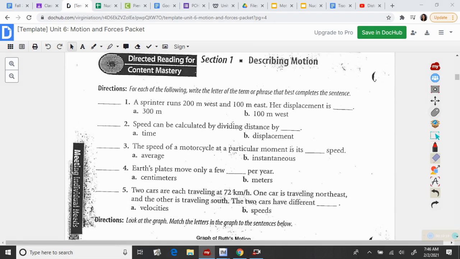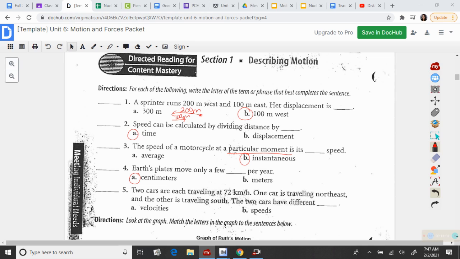distance is how far you traveled, displacement is how far you are from the starting point. So a sprinter runs 200 meters west. Yep, 200 meters west, and then 100 meters back east. So her displacement, how far she is from where she started, is 100 meters to the left of where she started. Speed can be calculated as distance divided by time. The speed of a motorcycle at a particular moment is its instantaneous speed. Earth's plates move only a few centimeters per year. If they moved meters, we'd be in big trouble.